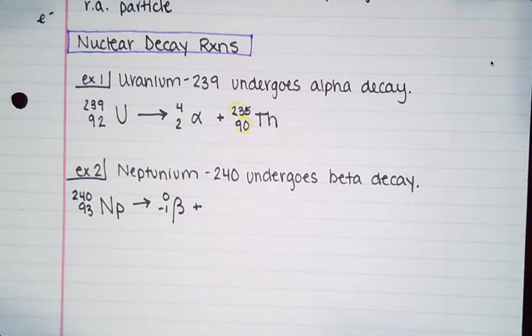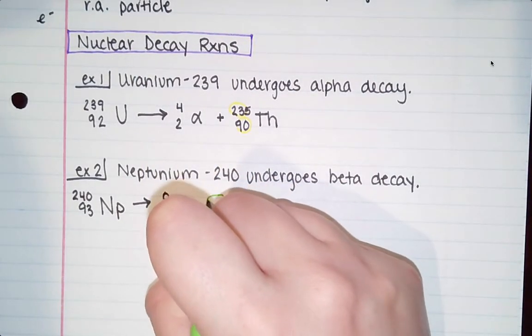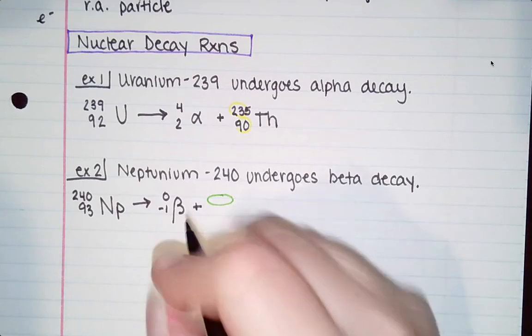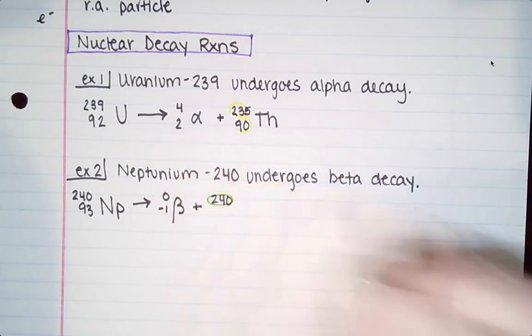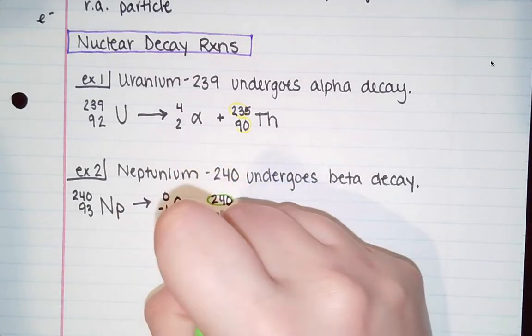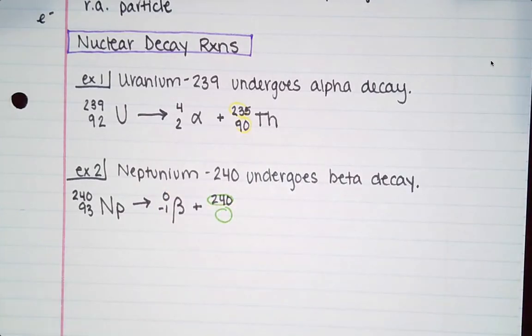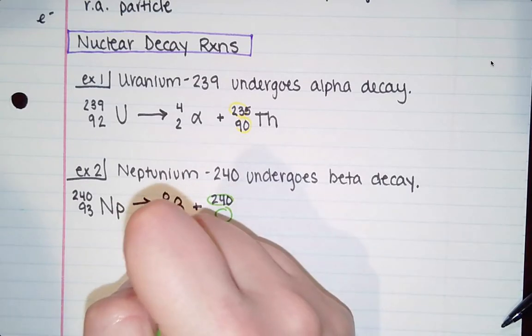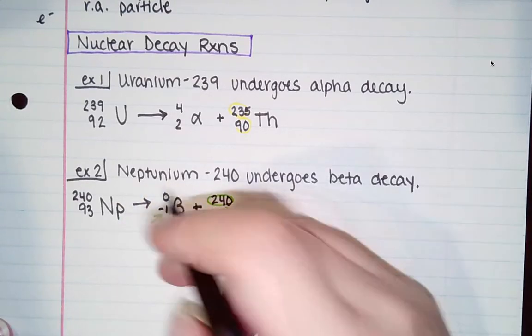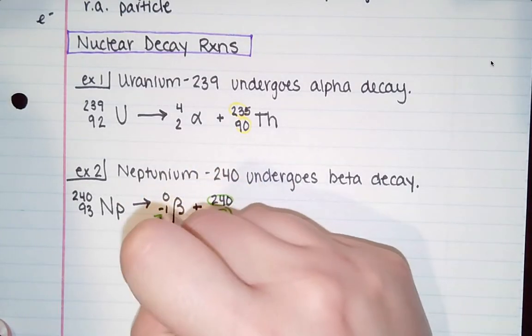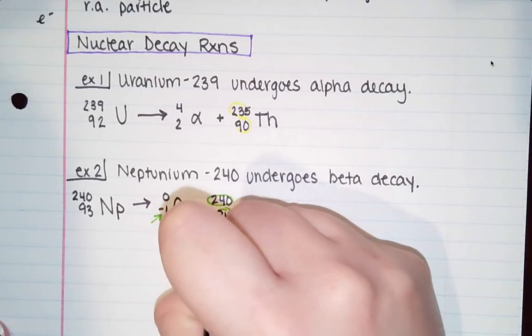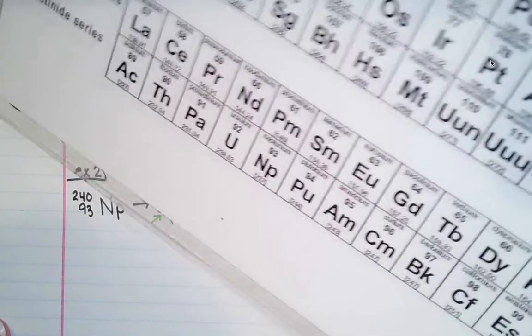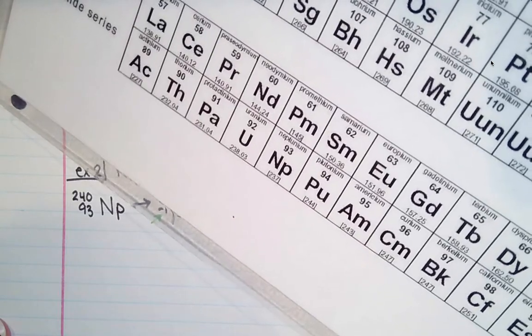I'm going to think, what plus 0 is 240? Well, 240 plus 0 is 240. What plus negative 1 is 93? And that negative always gets people, but it is 94. 94 plus negative 1 is 93. I look up element 94. It's plutonium, Pu.